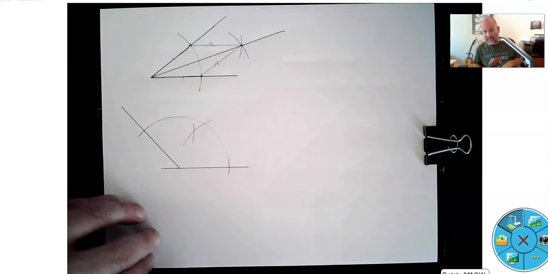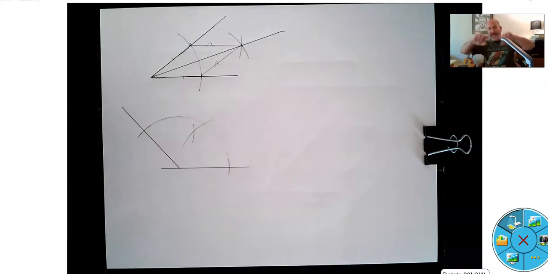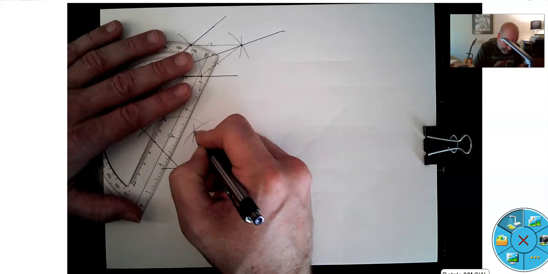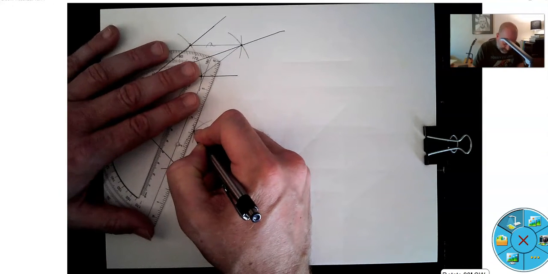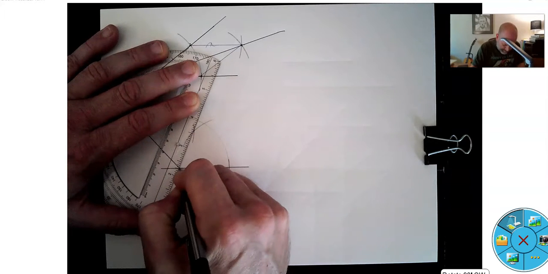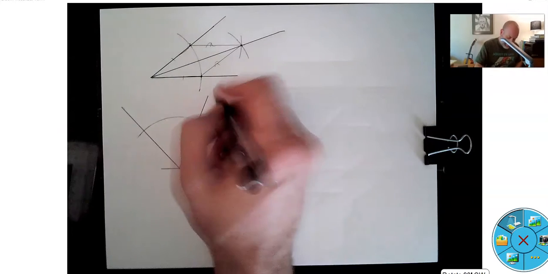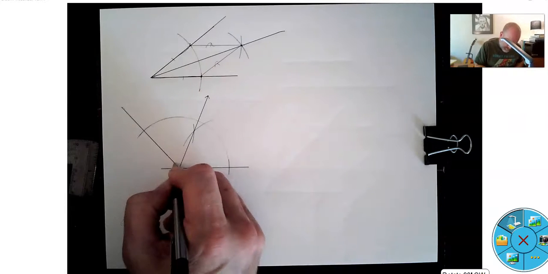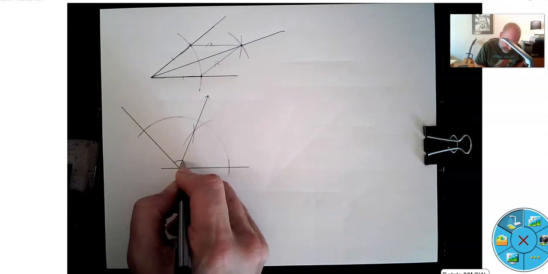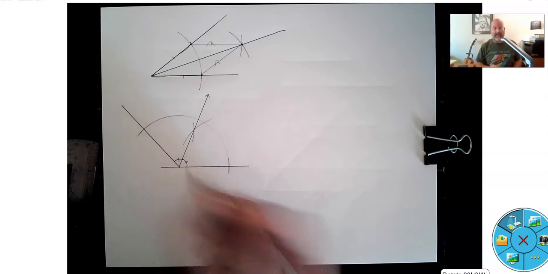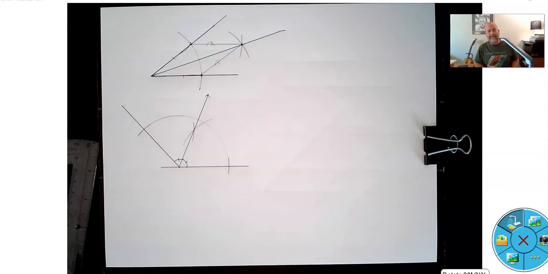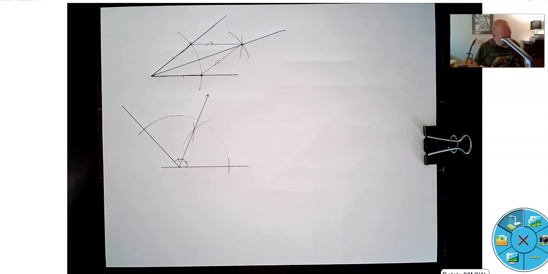You do run the risk, if you make your initial compass stroke too small, that the two ends won't grab each other. So now that I've done that, I have the intersection there, and I just need to draw the bisector. It's actually for the exact same reason. This angle is equal to this angle now. And so that's all you have to really do.